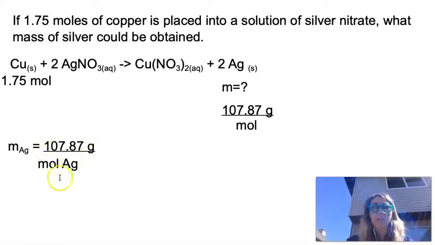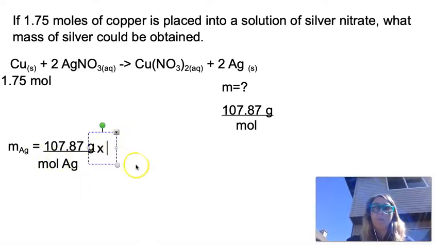We need to get rid of moles of silver. How are we going to get rid of moles of silver? Well, there's moles here with silver, but we've already used that number, so we can't use it again. But what we can use is a ratio, right? Because we're always going to use a ratio. We haven't used that yet. So to be able to get rid of moles of silver, because it's on the bottom over here, we're going to have to put it on the top.